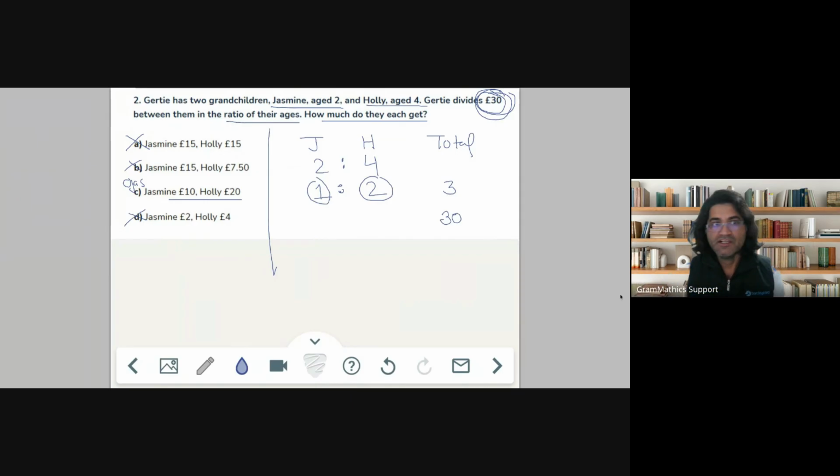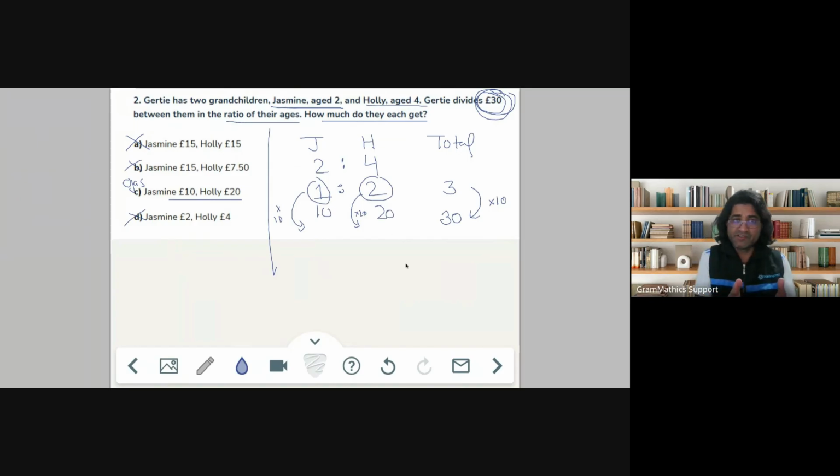So the total of their simplified ratio is 1 plus 2, 3. And the total money here is 30. What is happening? This is increasing 10 times, which means everyone will increase 10 times. And then we apply that, this becomes 10 and this becomes 20. These are easy numbers, but my focus is on the method.